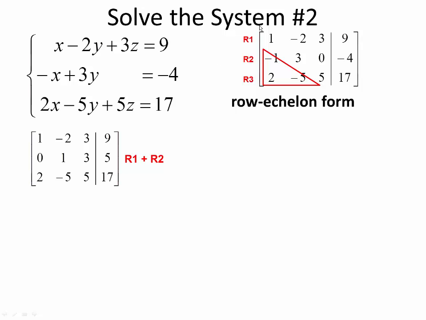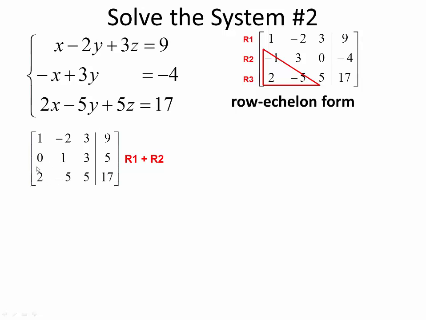Okay, let me walk through that again. 1 plus a negative 1 is 0. Negative 2 plus 3 is positive 1. 3 plus 0 is 3. And 9 plus negative 4 is 5. That's how I got that row.